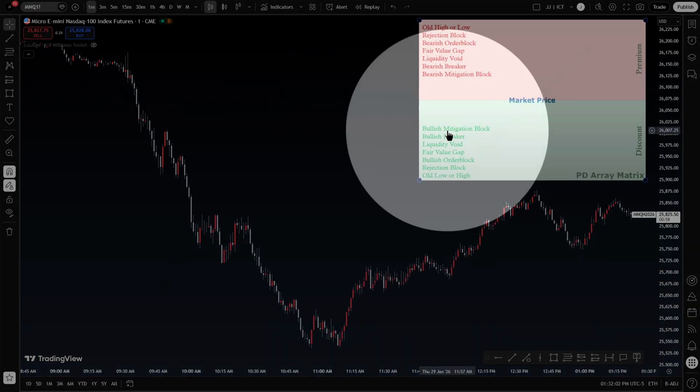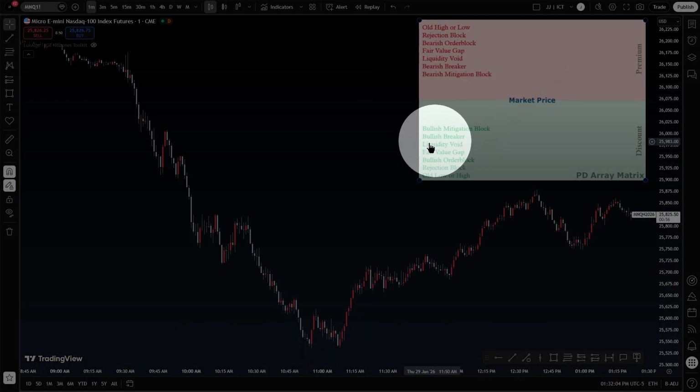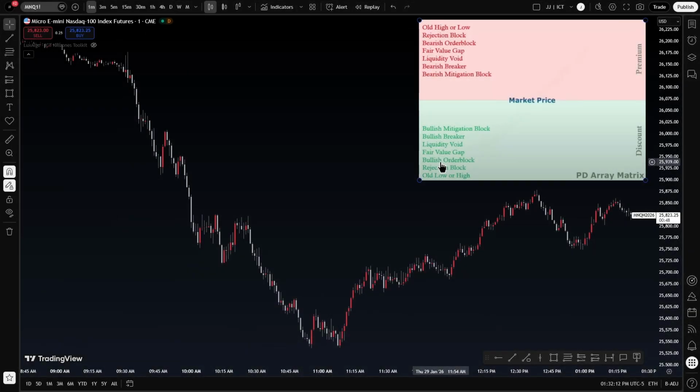So you have the mitigation block as your strongest, breaker second strongest, liquidity void third strongest, fair value gap fourth strongest, order block fifth strongest. Okay, so the order block for right now is your weakest PDRA until you learn the rejection block.